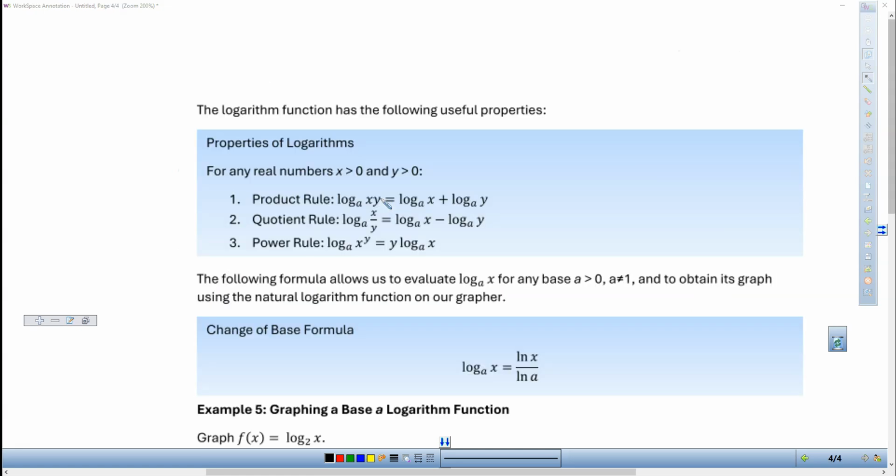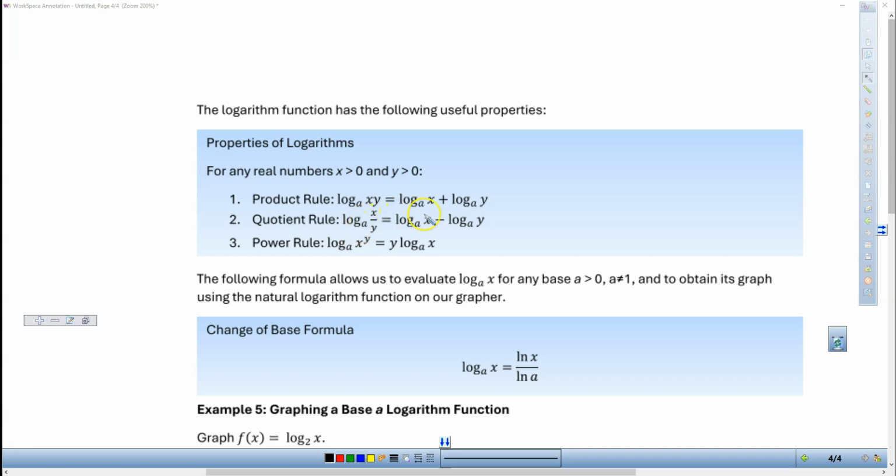Now, the logarithm functions are very useful, and they have some properties that can make our life a lot easier when we start encountering them. So when we look at the properties of logarithms, if we have any real numbers, x greater than 0 and y greater than 0, we can use 3 different rules to help us. The first is the product rule. It simply says that log base a of x times y is the exact same thing as log base a of x plus log base a of y. So we can just take that and separate out this product in here.